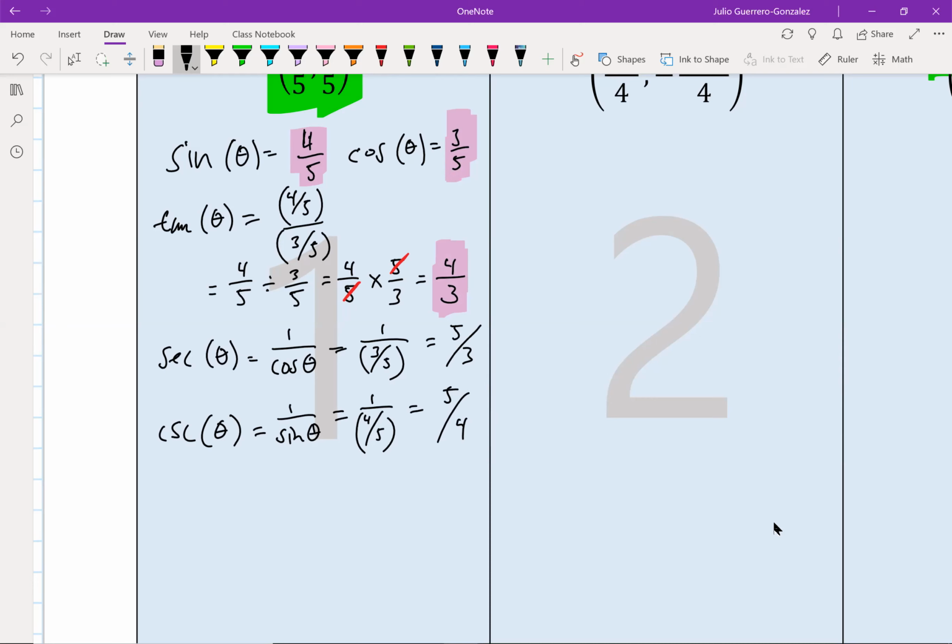And then lastly, cotangent of theta is 1 over tangent of theta, which is 1 over 4 divided by 3, so 3 over 4. And those are the last 3. That one, and that one. Did I lose people?